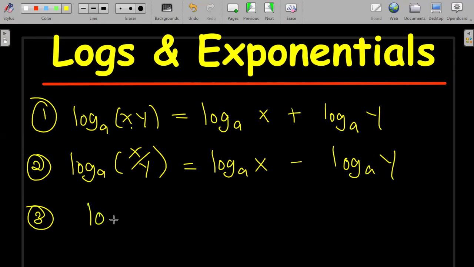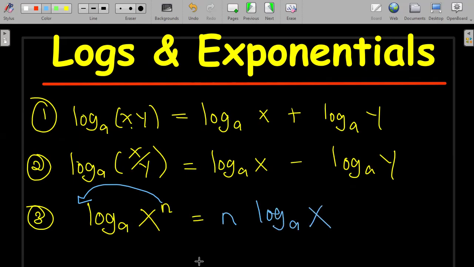So simply saying, if I have log base A of a number x to the power n, the log gives us permission to drop this power in front like that. So this n goes in front, and it becomes n log base A x. So this expression here and this expression here, they are the same.